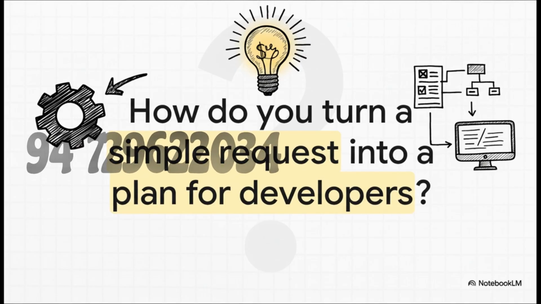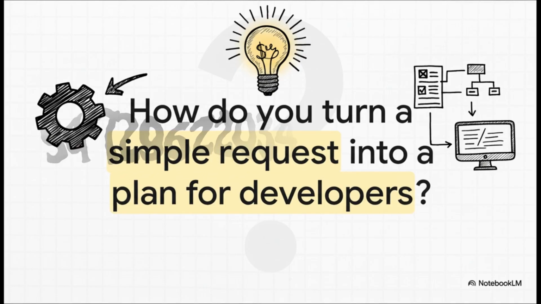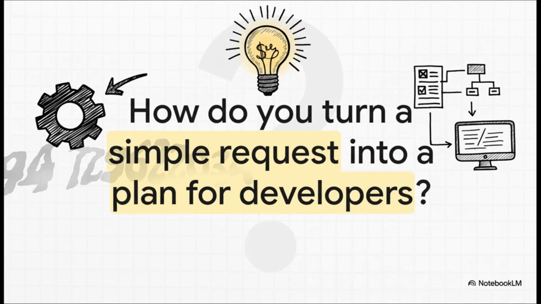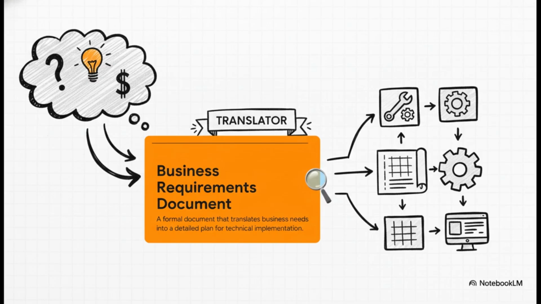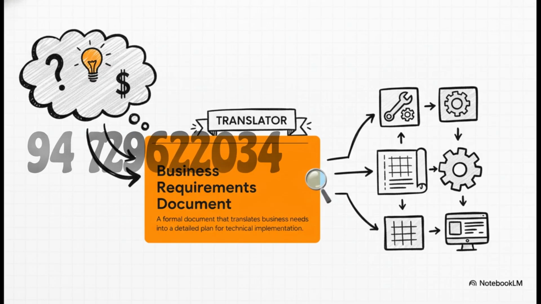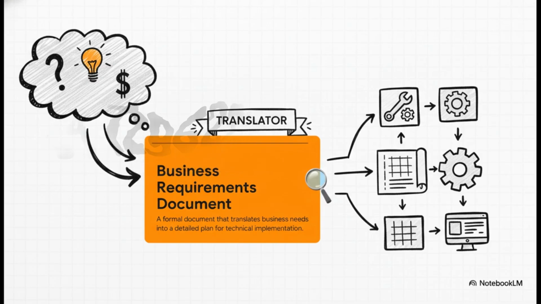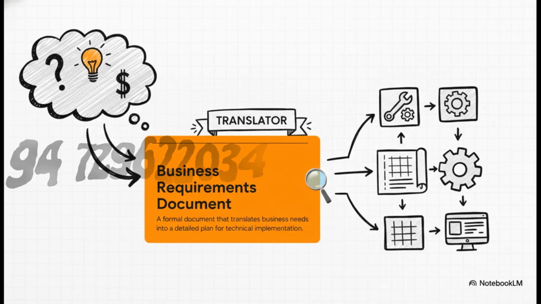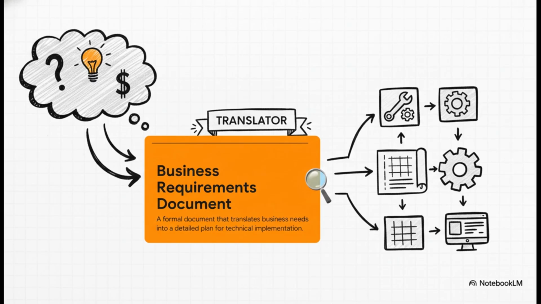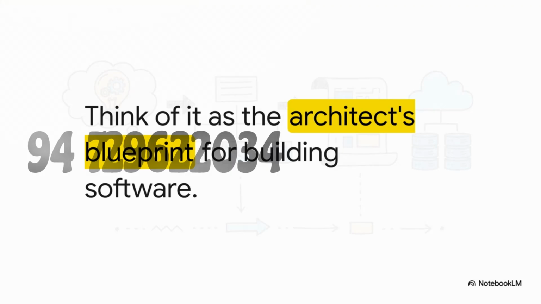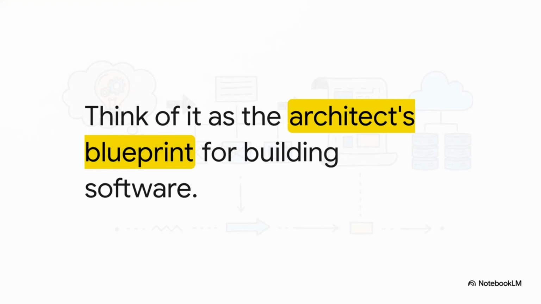You have to translate the business need into a language that a technical team can understand and, more importantly, execute on perfectly. And meet the hero of our story, the Business Requirements Document, or BRD for short. This document is basically the official translator. It takes the what and the why from the business owner and lays out a super detailed plan for the how.